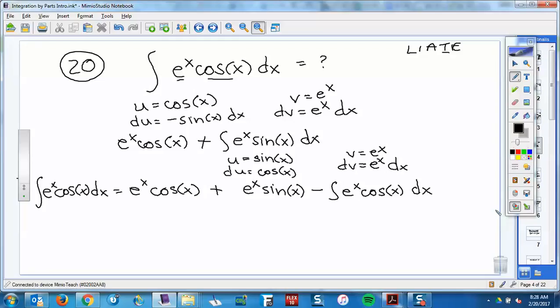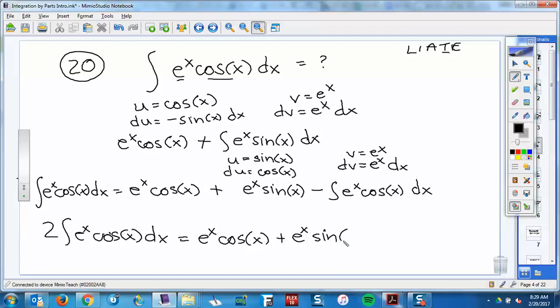Okay, well, any ideas looking at that? How about if you add this integral over to this side? And so then all of a sudden, don't you have 2 times the integral of e to the x cosine x dx equals e to the x cosine x plus e to the x sine x? And then what?